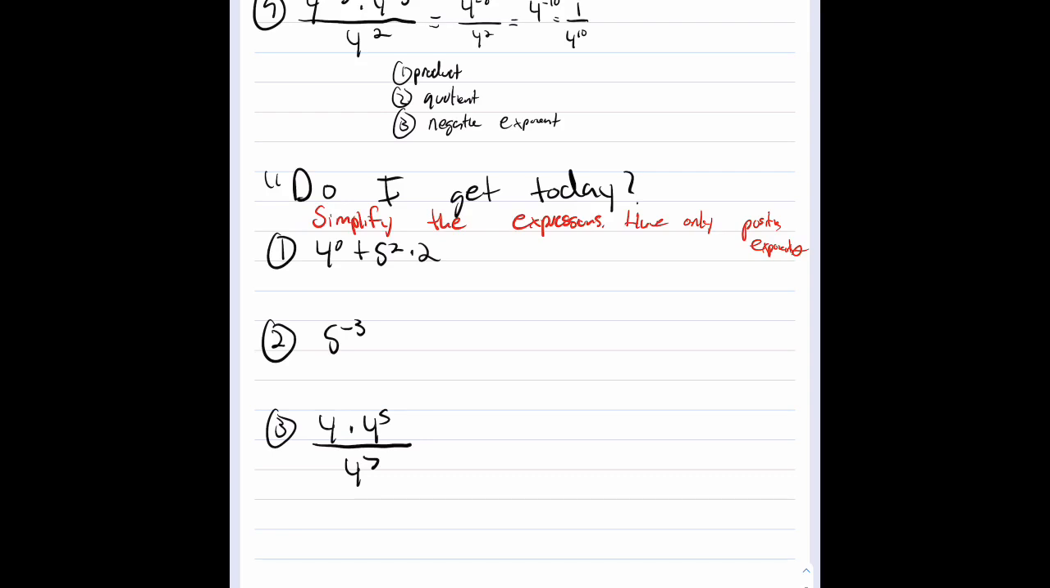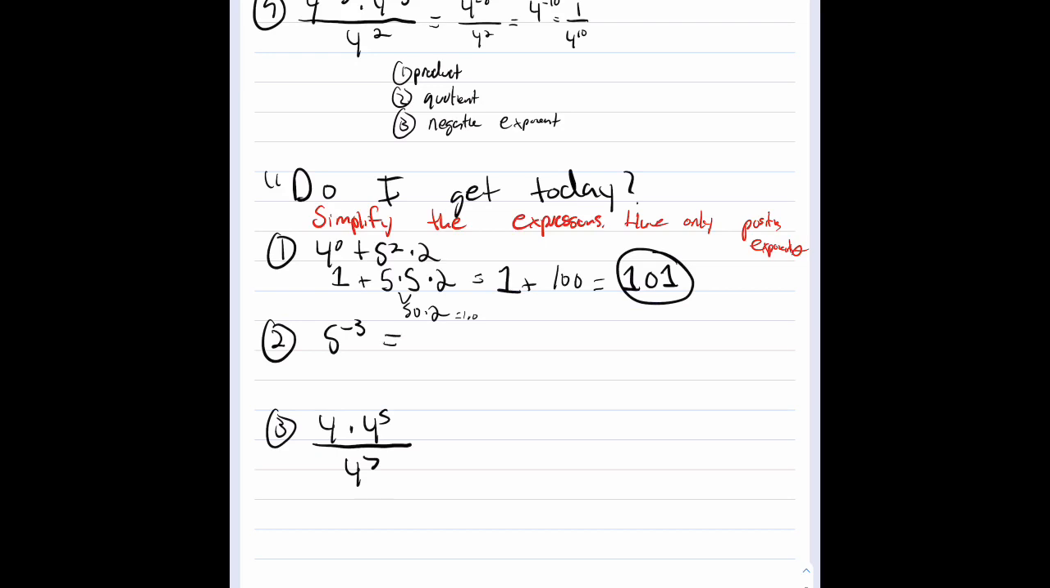All right, so for the 0, that's going to be 1 from that rule we learned, plus 5 squared times 2. Well, 5 squared is just 5 times 5. Bring down that times 2. This is stuff that we didn't even learn today. This was yesterday. And that's just going to be 1 plus, well, 5 times 5 is 25, times 2 is 50. So 1 plus 50, you should get 51.